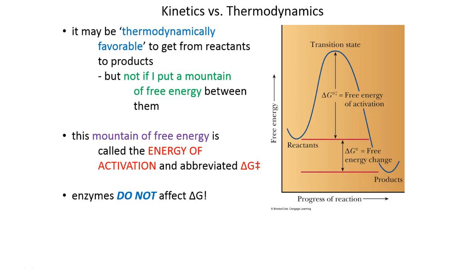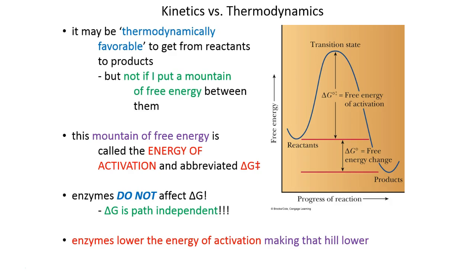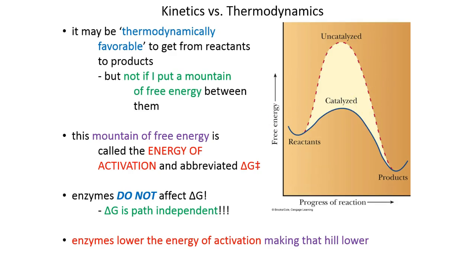Enzymes are path independent. Enzymes never affect delta G. Instead, what enzymes do is they lower delta G double dagger. Enzymes work by lowering the energy of activation, making this hill lower. In other words, in the presence of an enzyme, the universe needs to invest far less of its own energy into the reaction to get it to go to completion.